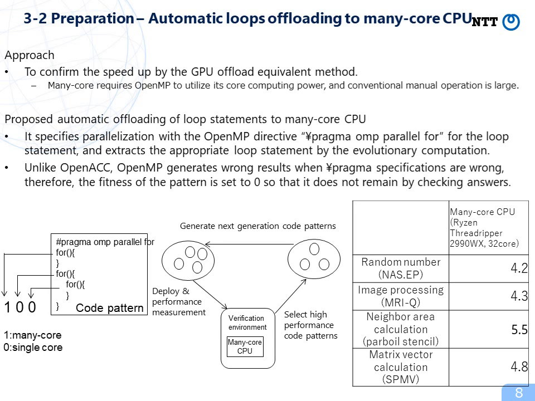So these are code patterns, and for each for loop statement, it specifies whether the pragma will be parallel or not. For each offloading pattern, we measure performance on the verification environment and select high performance code patterns, and generate next generation code patterns by genetic algorithm. By these methods, these 4 applications improve performance by more than 4 times. We use a licensed compiler for many core CPU.